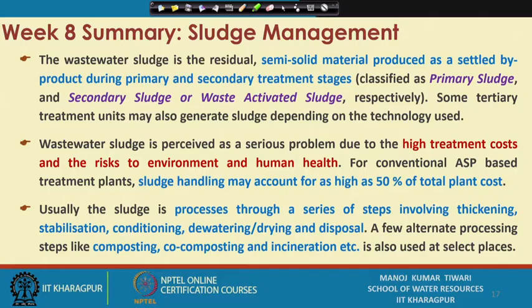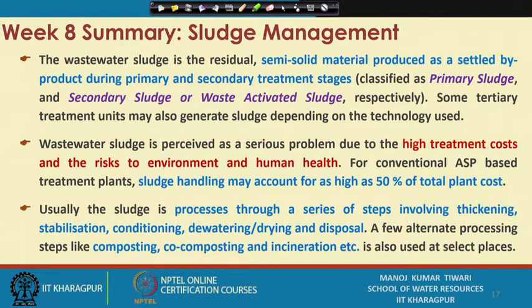Then we move to week 8, where we discussed sludge management. When the wastewater treatment starts, we discussed the primary sedimentation. The particles that settle in the primary sedimentation are collected as primary sludge. Then we discussed, particularly in the aerobic system, the activated sludge process, which is the most common biological treatment unit. In an activated sludge process, the secondary settling tank receives water from aeration tanks and lets the biomass settle there. Some part is recycled, but a large part is wasted.